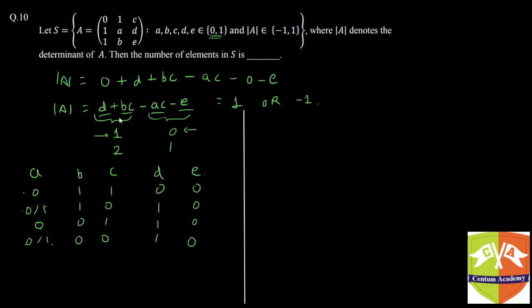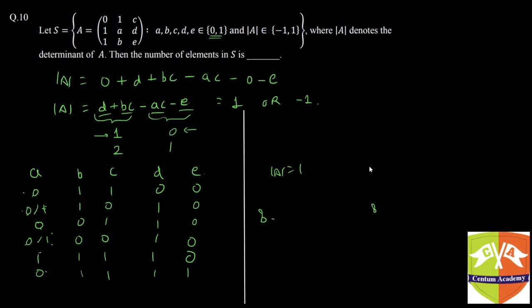Next, let's consider the case when D plus BC is 2 while AC plus E is 1. In that case, all of these three have to be 1. D also has to be 1, B and C also have to be 1. So the middle three numbers are 1. Now, in how many ways can we make AC plus E to be 1? One of them could be that AC is 1 and E is 0. So suppose my E is 0, then both A and C have to be 1. C is already 1, so A can be 1. Alternately, all these three are 1 and E is 1, in that case, because C is 1, A will have to be 0. So that's how we have 1, 2, 3, 4, 5, 6, 7, 8 cases when determinant of A equals 1.